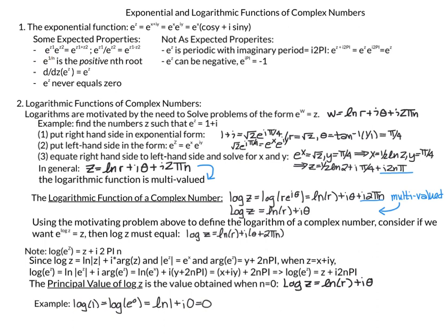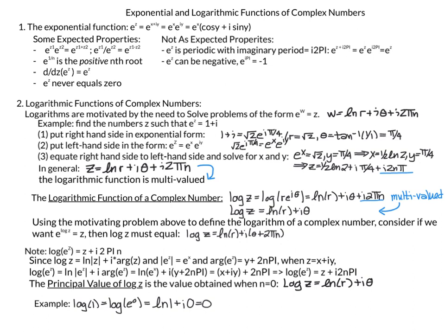Something a little different, but very similar to positive exponents: e to the 1/n is the nth root, but for real numbers you can have positive and negative roots. For a complex number, we're going to define e to the 1/n as the positive nth root. The derivative is the same as for real numbers, so the derivative of e to the z is equal to e to the z. And also, like real numbers, e to the z never equals 0.